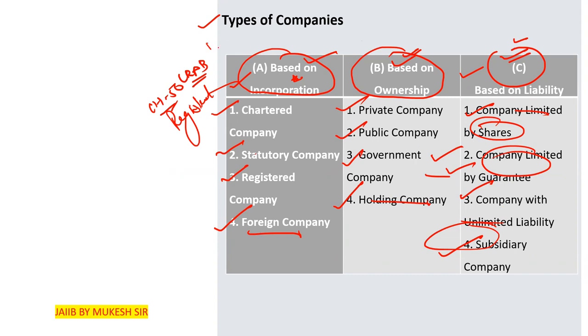We will discuss all these types in the next session, along with the difference between a partnership and a limited liability company, and what a limited liability company is. Along with that, very important, we will discuss the classes of share capital in the next session.